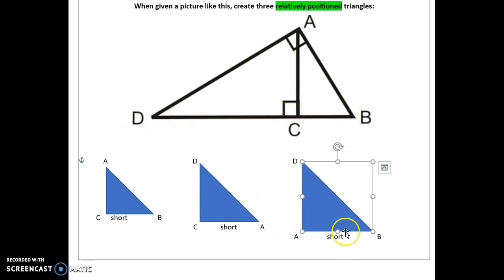You want to be able to draw those three triangles, so now you can create any proportion that you want. Height over height, hypotenuse over hypotenuse. You could do base over base, and height over height. You could set up as many proportions as you'd like as long as you match all the parts.